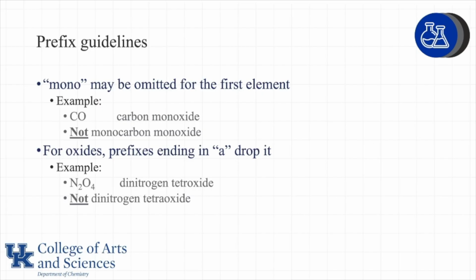A few rules on how we deal with some exceptions to using the prefixes in the naming of molecular compounds. If we only have one of the first element, we omit the prefix mono. This is only when it's for the first element and only for mono. So this is why we say carbon monoxide and not monocarbon monoxide. With oxides, we drop the A in prefixes that have an A at the end of it. So instead of saying dinitrogen tetraoxide with the double vowel, we say dinitrogen tetroxide. We try to avoid that double vowel because it's a little bit of a tongue twister.